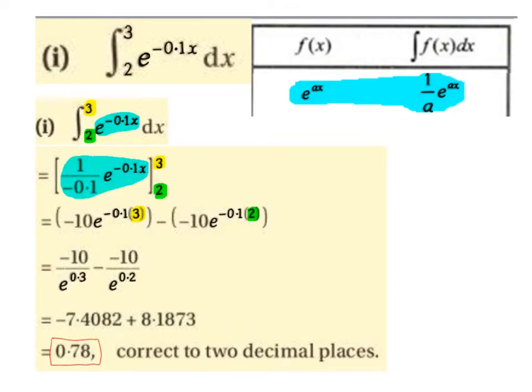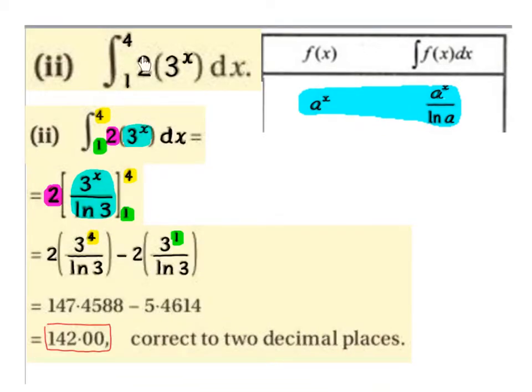So since the power was minus 0.1, that becomes the a, so we get 1 over minus 0.1. Okay, so then that's between our limits 3 and 2. So we're going to substitute 3 in place of the x and minus our integral with 2 in place of the x. So we sub in the upper limit and then we sub in the lower limit. So this gives us minus 10 over e to the power minus 3, and down the minus, and this gives us minus 10 over e to the power positive 0.2. And then that simplifies to 0.78 correct to 2 decimal places.